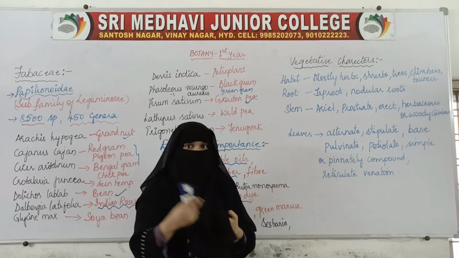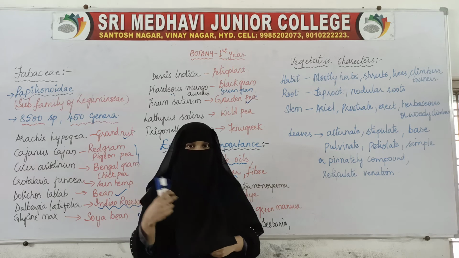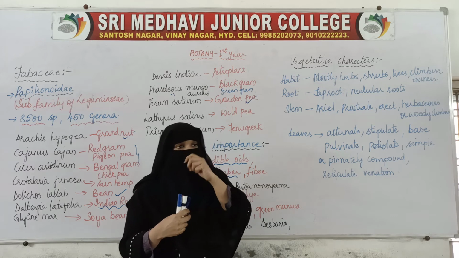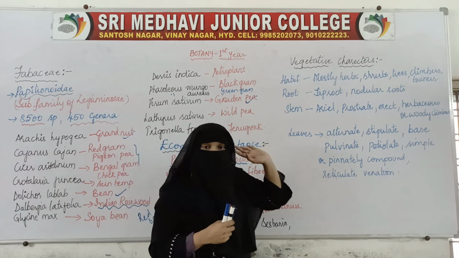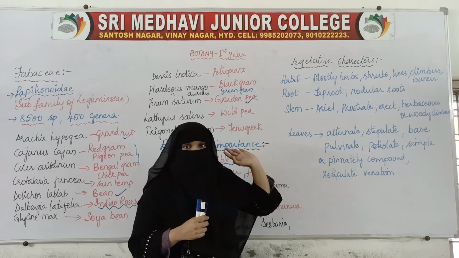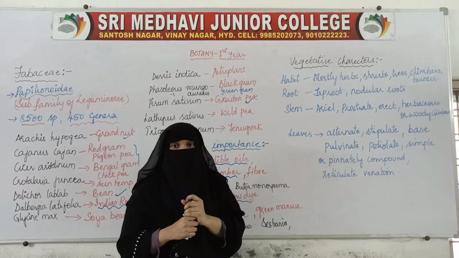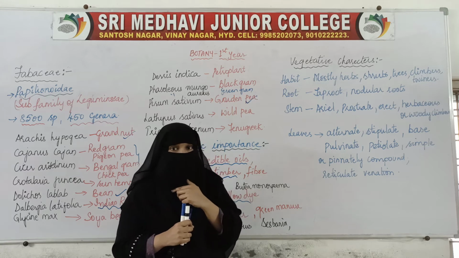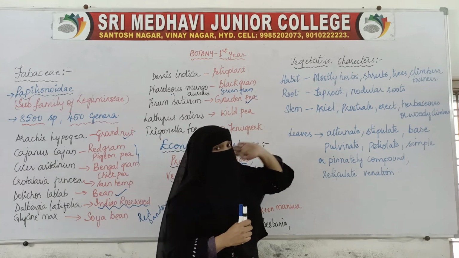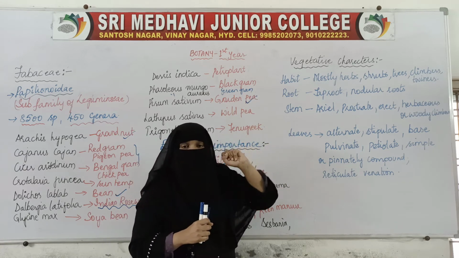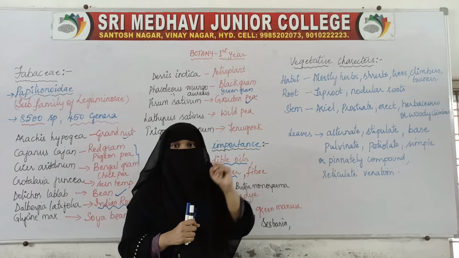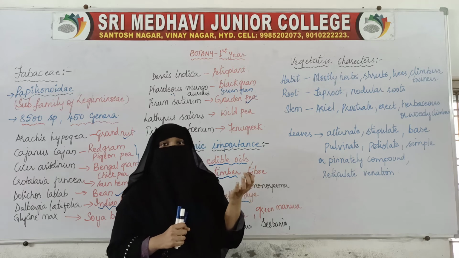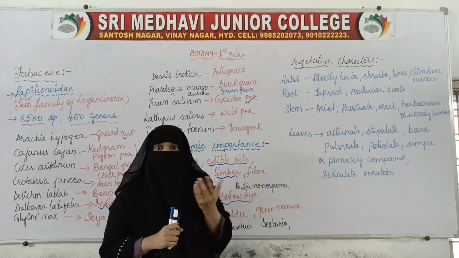We have seen what members are there, how many are there, and how they are important to us. Now let us move on to the vegetative characters. Then we'll move on to the floral characters, which will be followed by the floral diagram and floral formula. Coming to the vegetative characters, we always start with habit: what type of plant it is, and the habitat, where we get this plant.